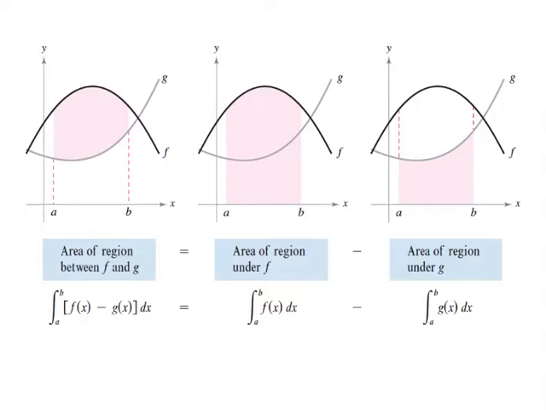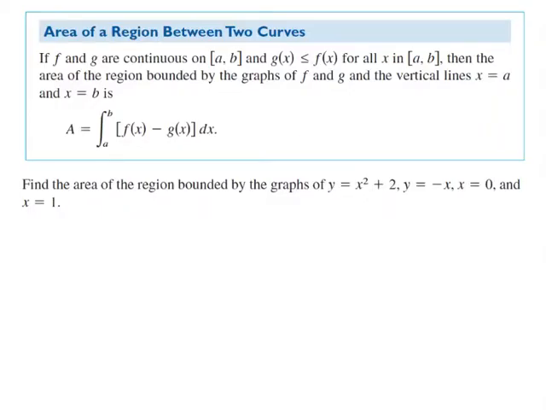So basically, we can integrate between A and B the curve of F. That'll give me my area under F. I'm going to integrate A to B under G, and that'll give me the area under G. If I subtract those two, take this region minus this region, you have the region in the middle. Okay, so that's what we're going to be looking at doing. So let's go ahead and look at the next slide that you have.